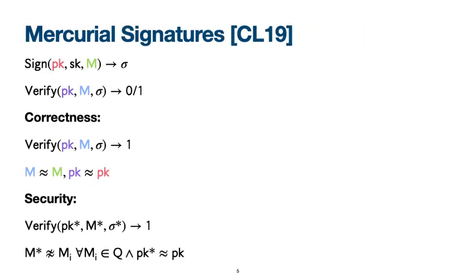Now, Mercurial signatures considers the case of randomizing the public key as well. So the sign algorithm takes as input this public key in red and the message in green, and the verification algorithm takes as input equivalent public key PK in purple and equivalent message M in blue. Correctness says that the verification must hold and those values must be equivalent. Now, for security, the adversary has the additional ability to output a forged public key PK star. This PK star must be equivalent to the challenge PK. And like before, the message M star has to be not equivalent to any message that's been queried.